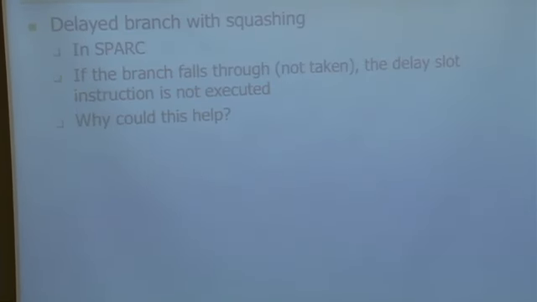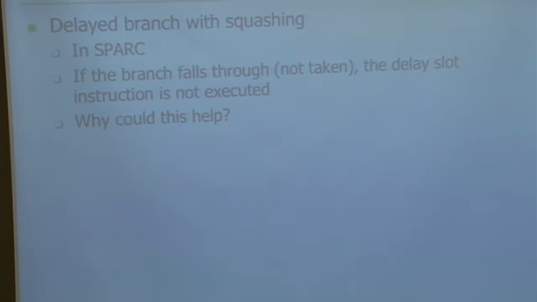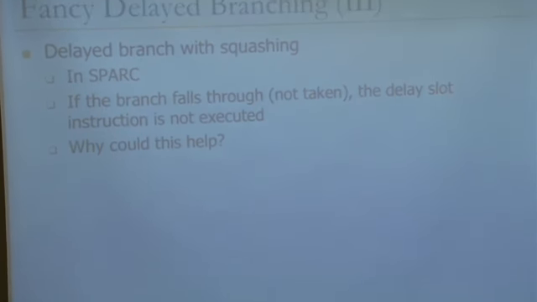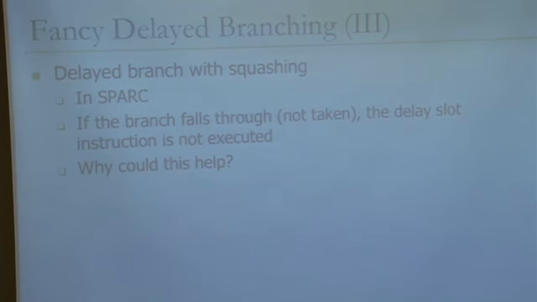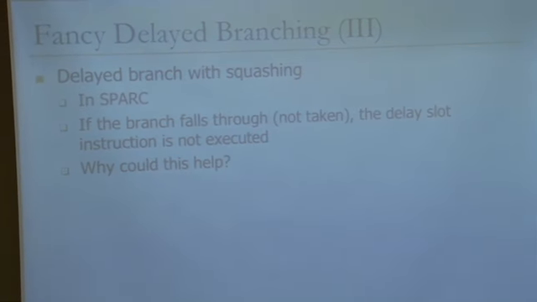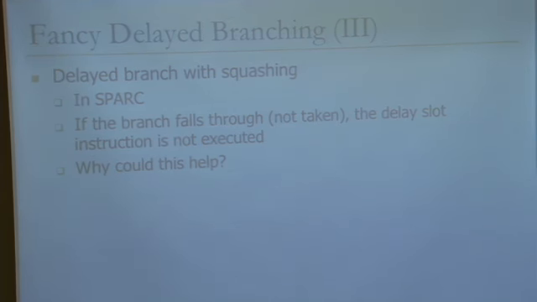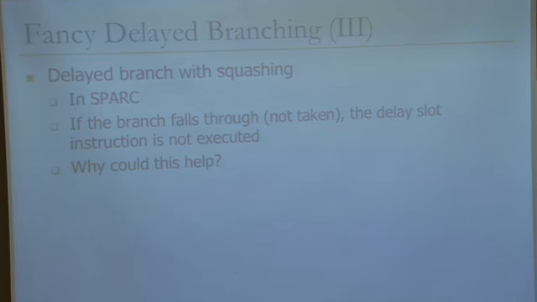So there's also the concept of delayed branch with squashing. Let's see if you can actually guess. In the SPARC ISA, what the designers did was if the branch actually falls through, if the branch is not taken, the delay slot instruction is not executed. So if the branch turns out to be taken, the delay slot instruction is always executed. But if the branch is not taken, the semantics of the branch is such that the delay slot instruction is not executed. Anybody guess why this could help?